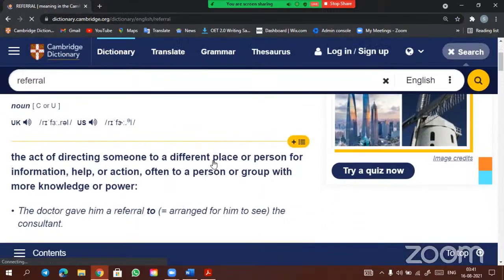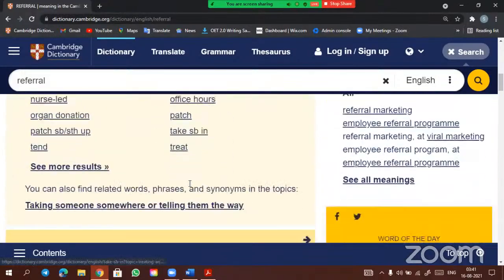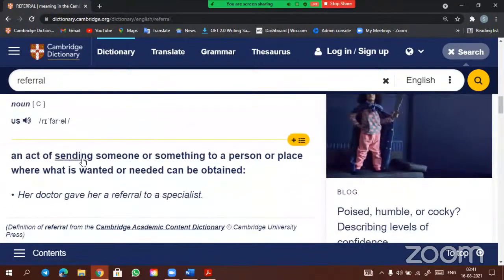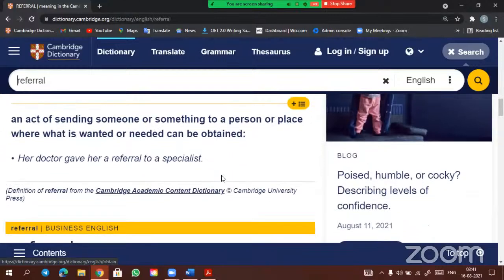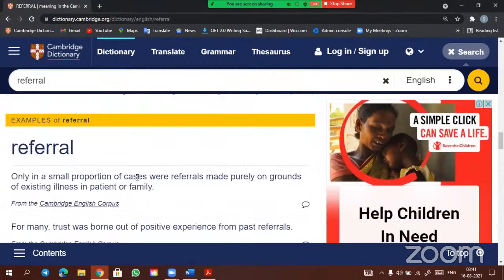Cambridge Dictionary says the act of directing someone to a different place or person for information, help, or action, often to a person or group with more knowledge or power. An act of sending someone or something to a person or place where what is wanted or needed can be obtained. Only in a small proportion of cases were referrals made purely on grounds of existing illness in patient or family.